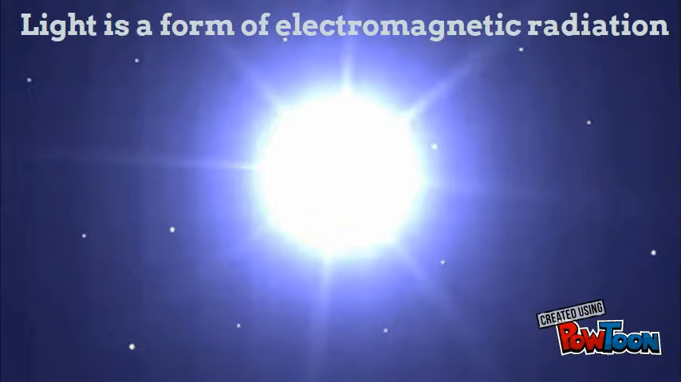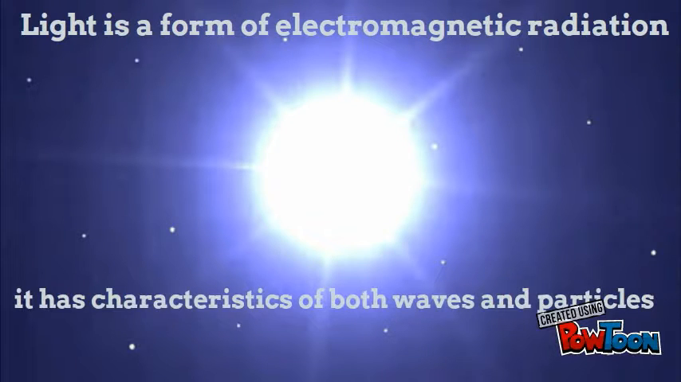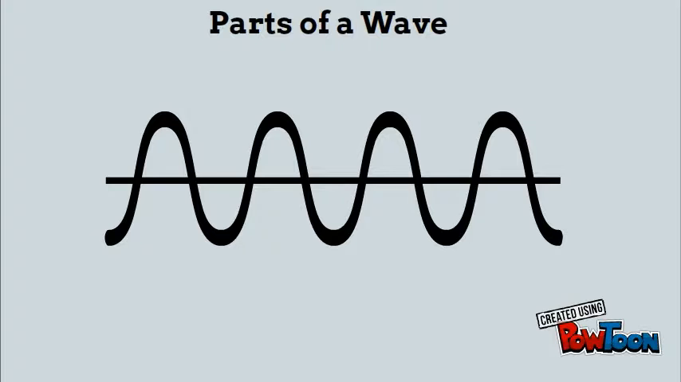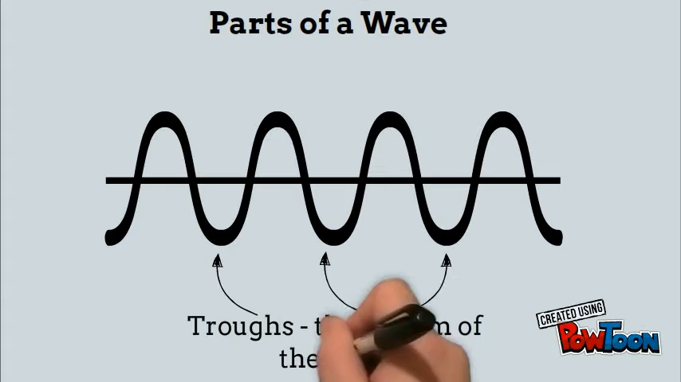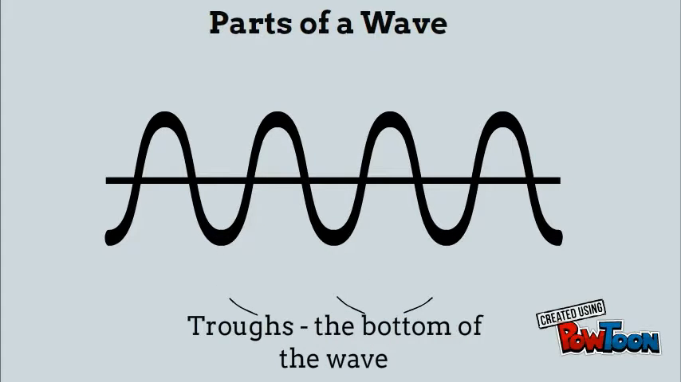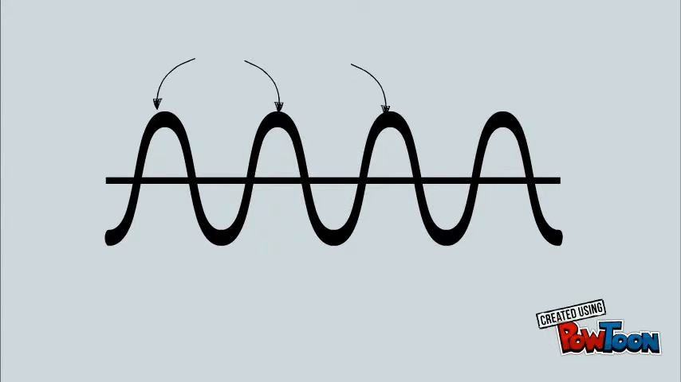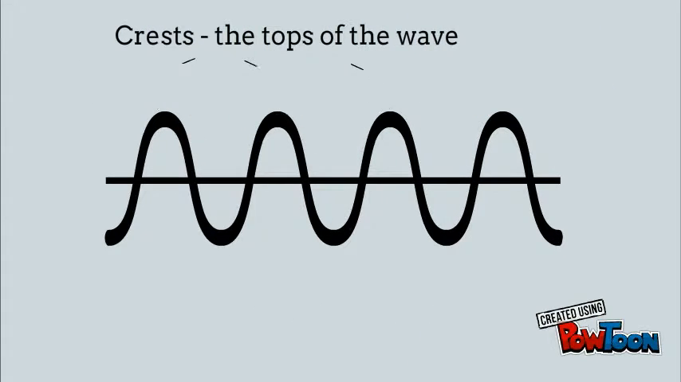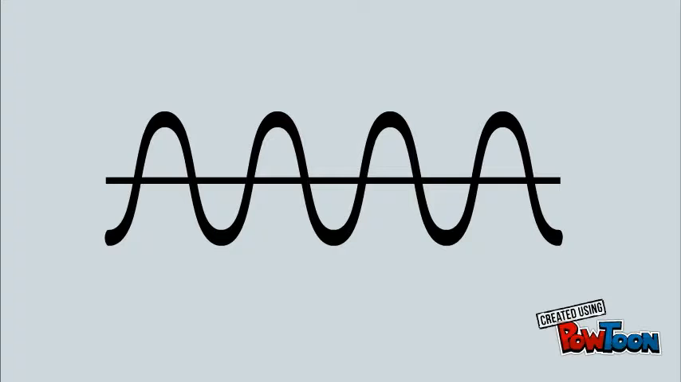Light is a form of electromagnetic radiation. It can act as both a wave and a particle. So if we look at the parts of the wave, these bottom sections are called the troughs, or the bottom of the wave. These top sections are called the crests, or the top of the wave. The line going right down the middle is called the origin.